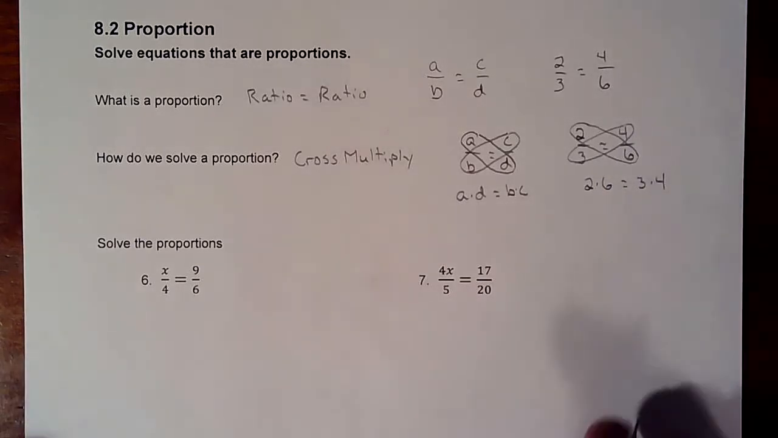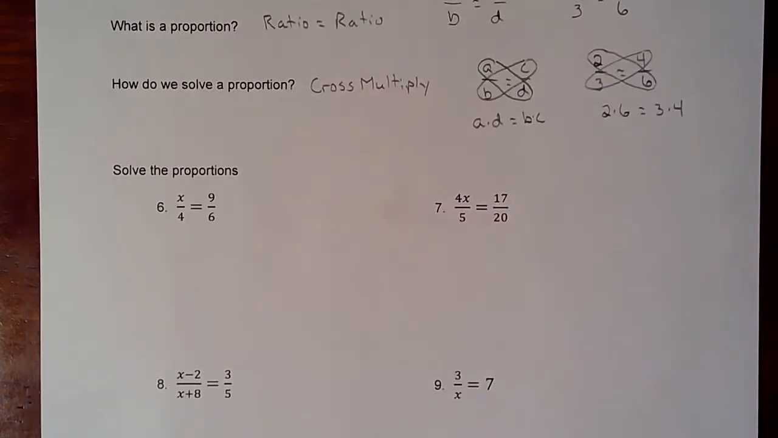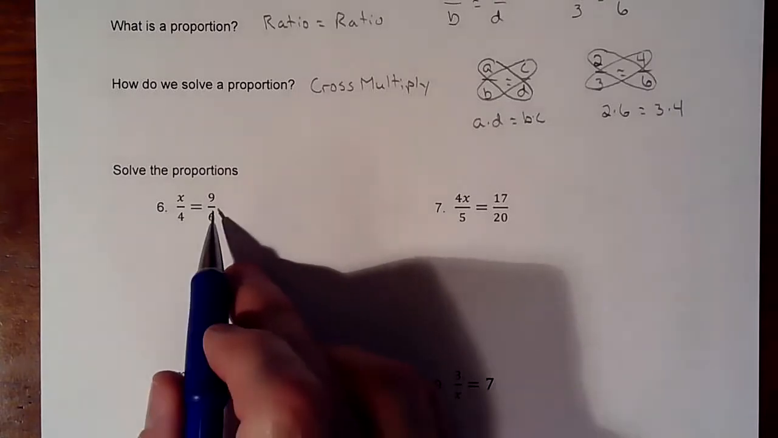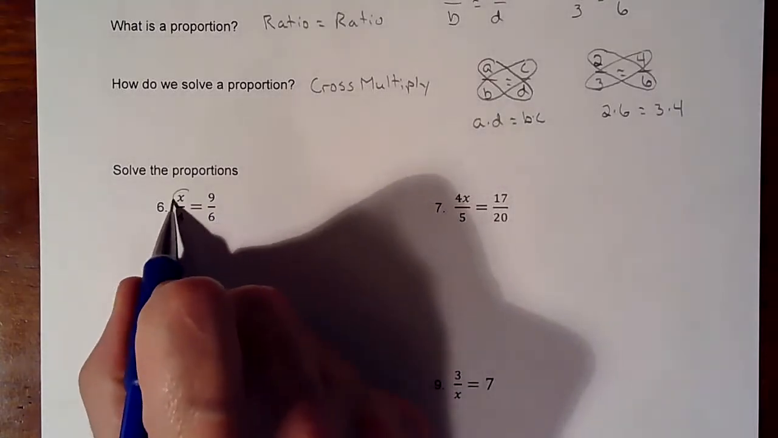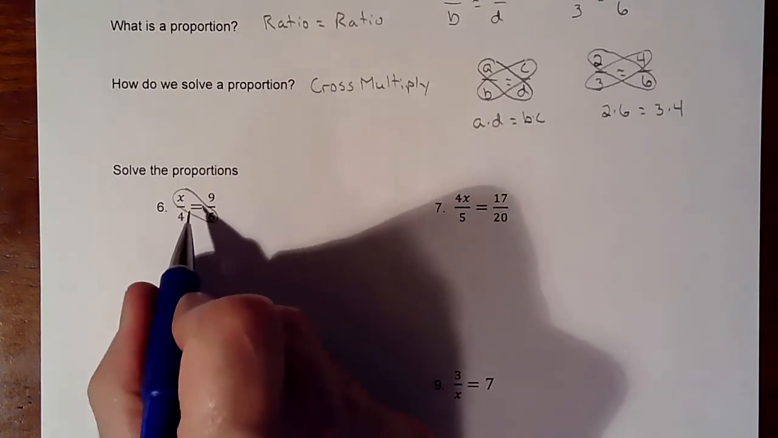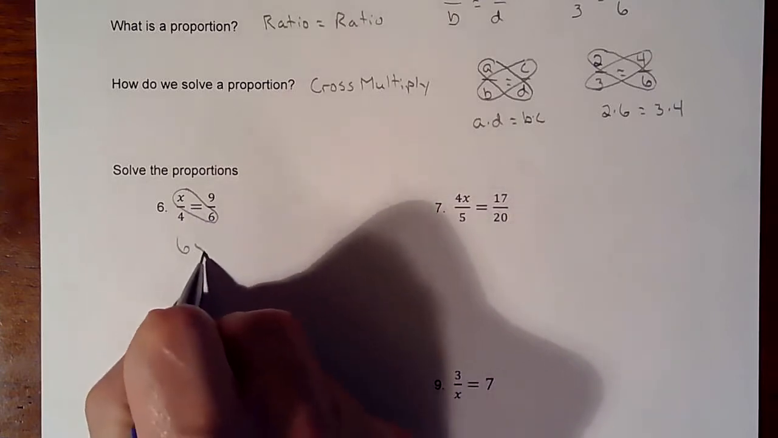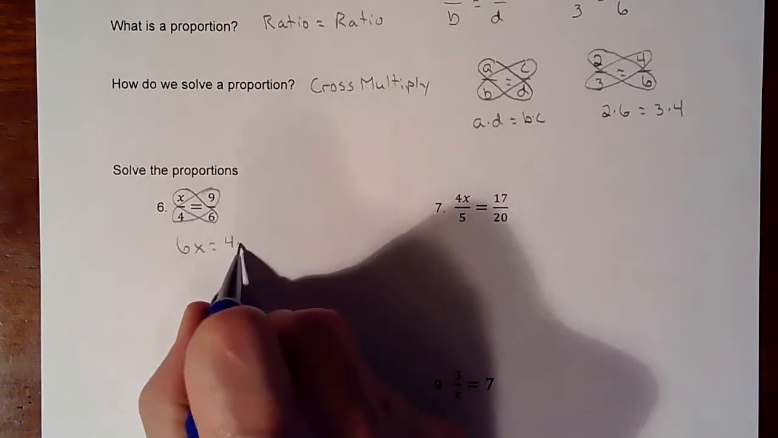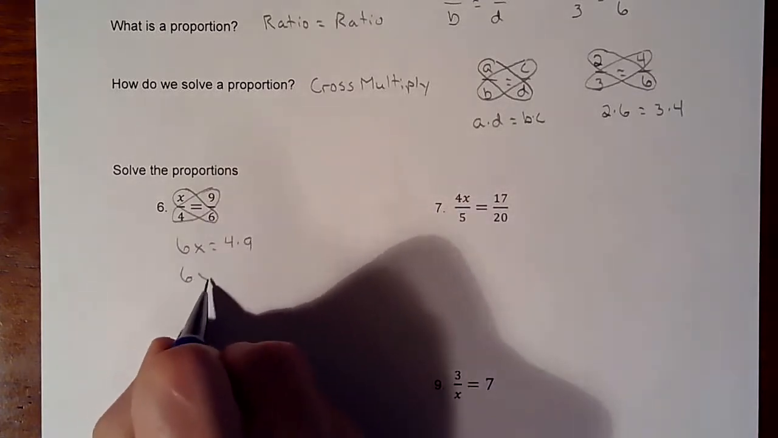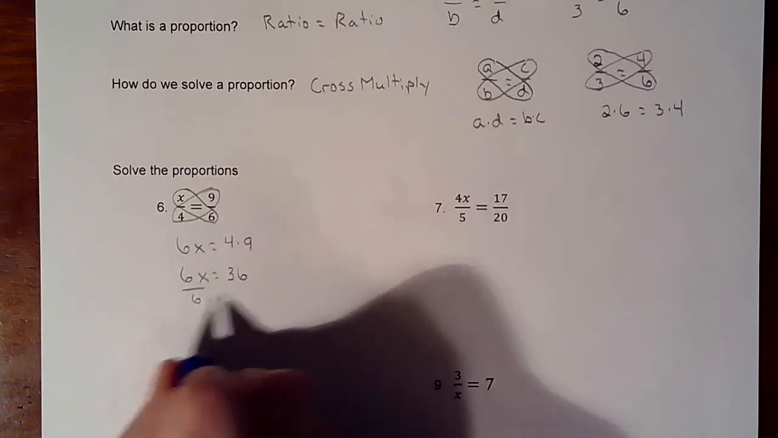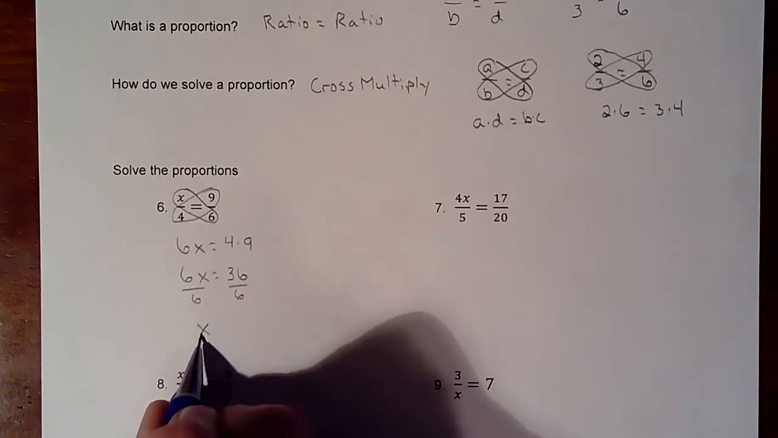Anytime I see proportions, I'm going to cross multiply to solve. I first have to recognize: do I have a proportion? Do I have a fraction equaling a fraction? If I do, then I can cross multiply. I personally take the variable cross product first. So 6 times x is going to equal 4 times 9. So 6x equals 36. If I divide by 6, we get x equals 6.